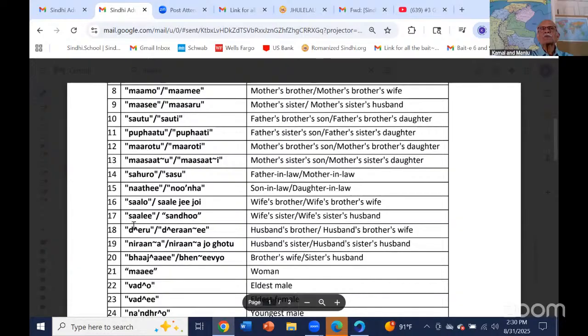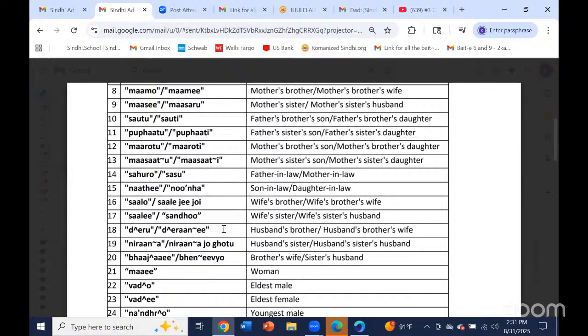Next relationship that comes is Deru and Derani. If you are married, your husband's brother and his wife will be your Deru and Derani. Preeti and Priya, do you have a Deru and Derani? No, nobody has. If you are married and you have a husband's brother, he is your Deru, and if he has a wife, she will be Derani.